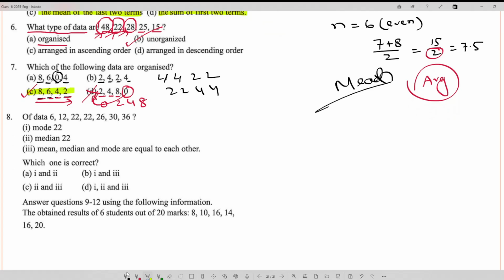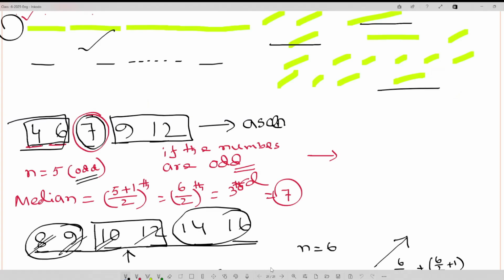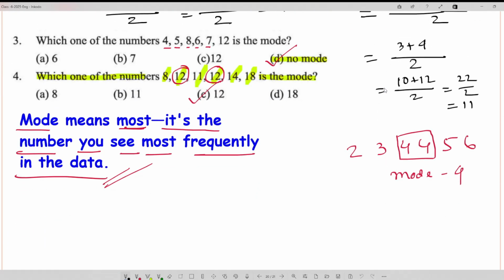Now, of data 6, 12, 22, 22, 26, 30, 36. So, number 1, mood is 22. Yes, mood is 22 because the most frequent number is 22, which comes twice, 22 and 22. So, the mood is 22. We know mood means most, right? Mood means most. It's the number you see most frequently in data.